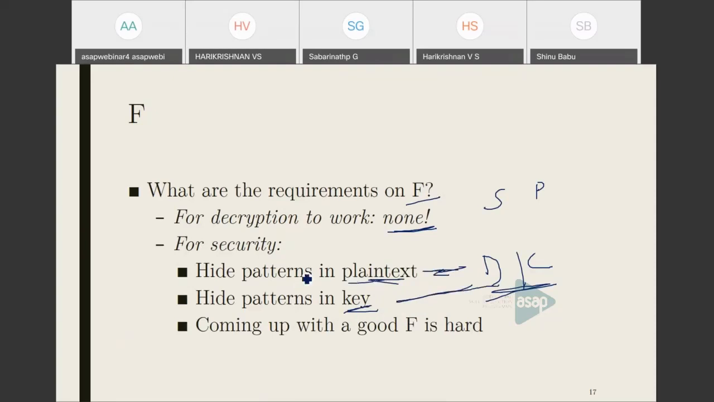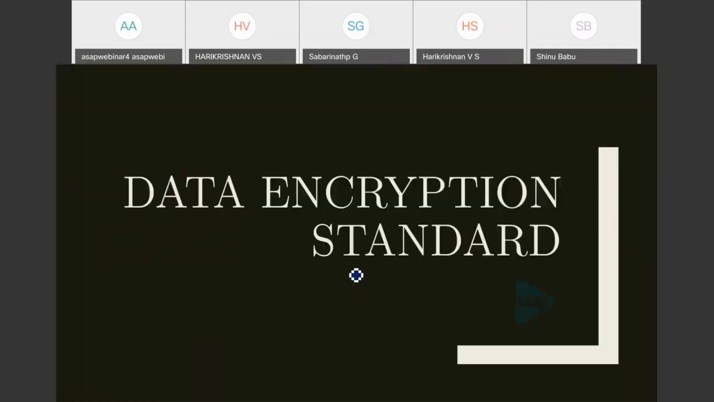You need plain text patterns to be hidden, key patterns to be hidden. And coming up with a good F function is very hard. There are still people doing their research and coming up with a good F function, and it is still being done.